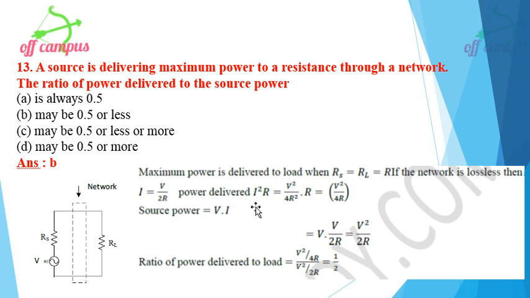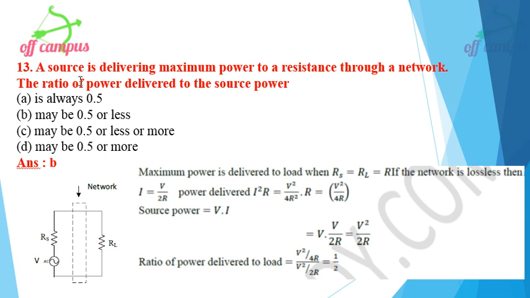So power delivered equal to I squared into R. I squared into R equal to V squared by 4R squared into R. So by cancelling this, what will we get? V squared by 4R. Can power delivered be equal to I squared R? I equal to V by 2R. By substituting, we will get power delivered equal to V squared by 4R.